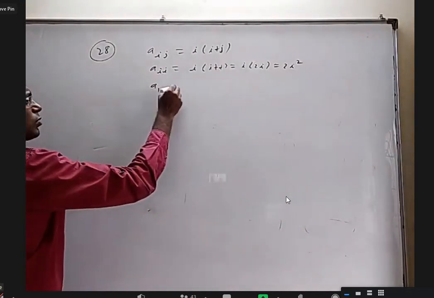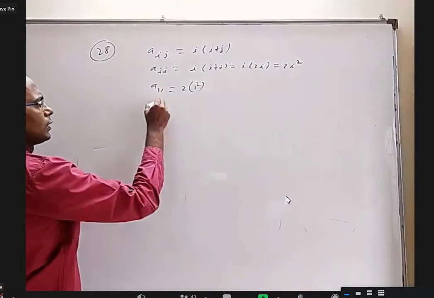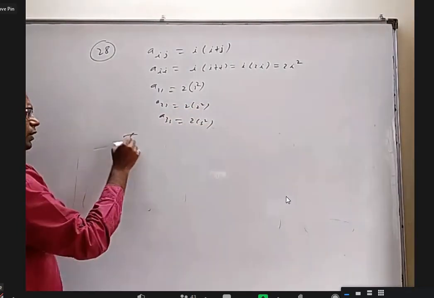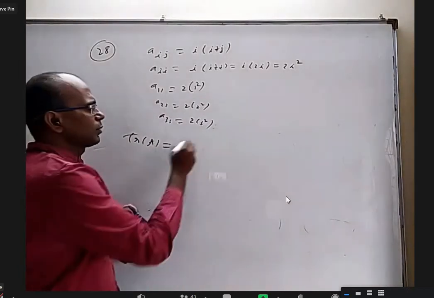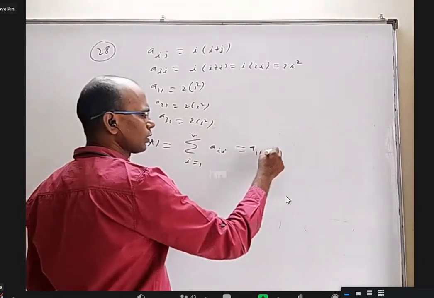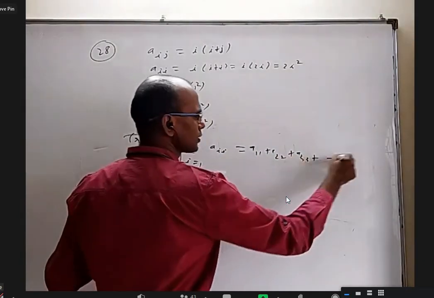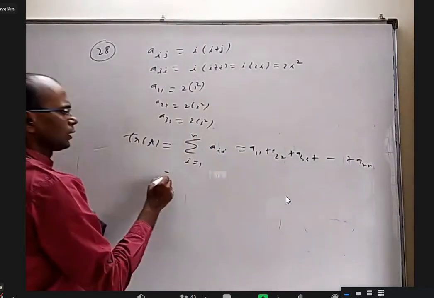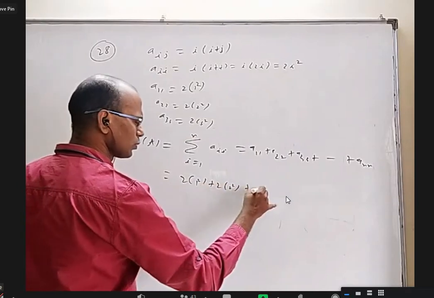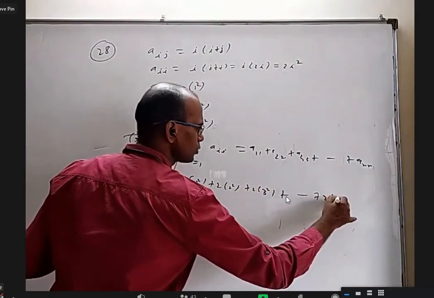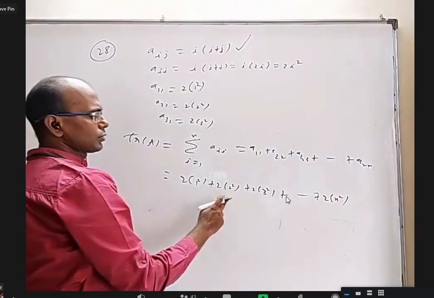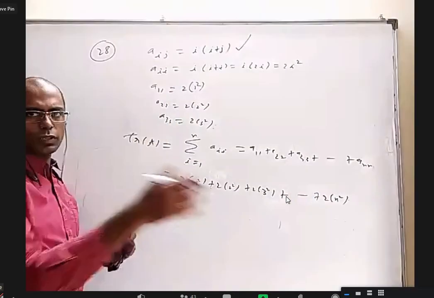That means A11 will be 2 into 1 square. A22 will be 2 into 2 square. A33 will be 2 into 3 square. If you want the trace of the matrix, it is the sum of the diagonal elements. Sigma a_ii from i equal to 1 to n. That means A11 plus A22 plus A33, so on up to Ann. Here it is 2 into 1 square, 2 into 2 square, 2 into 3 square, so on up to 2 into n square. Even without writing all this, just from this you can tell A11 is this, A22 is this, A33 is this, Ann is this, sum of all the diagonal elements.